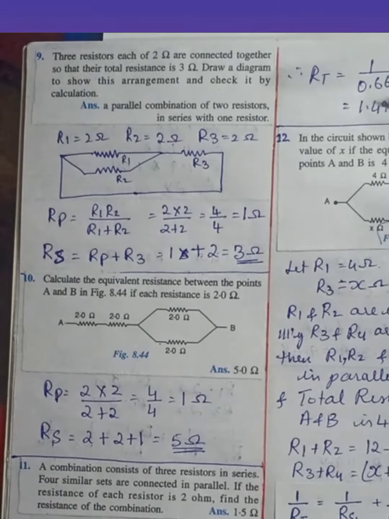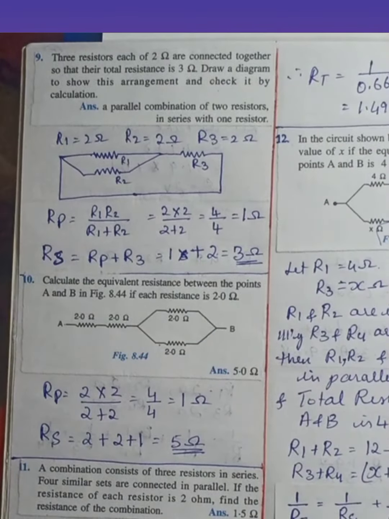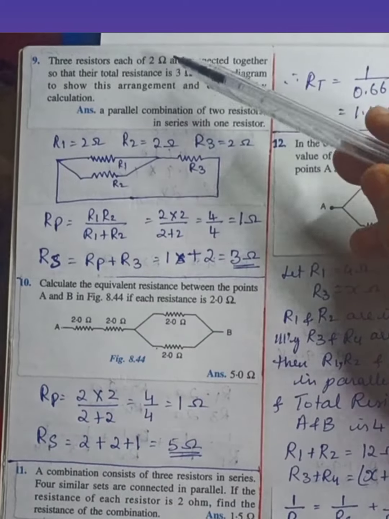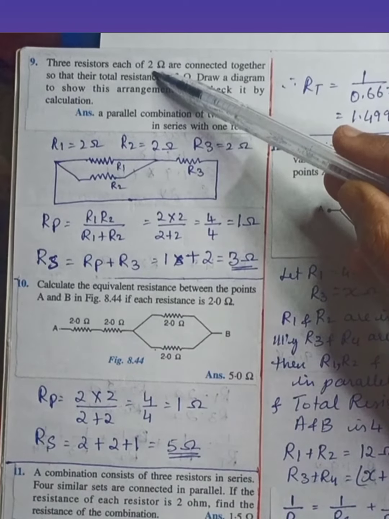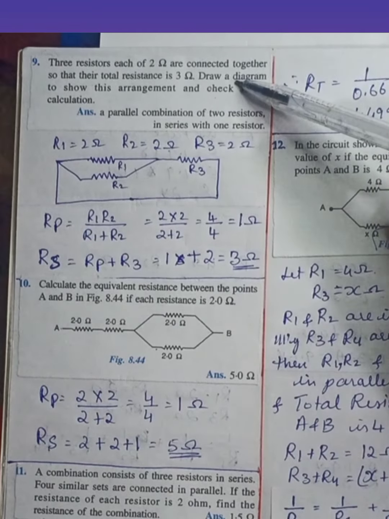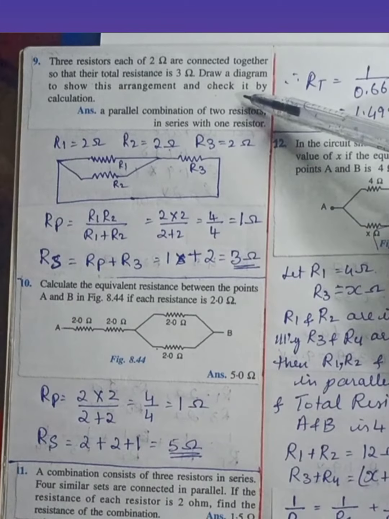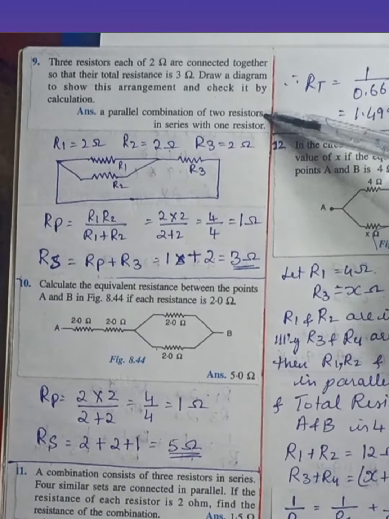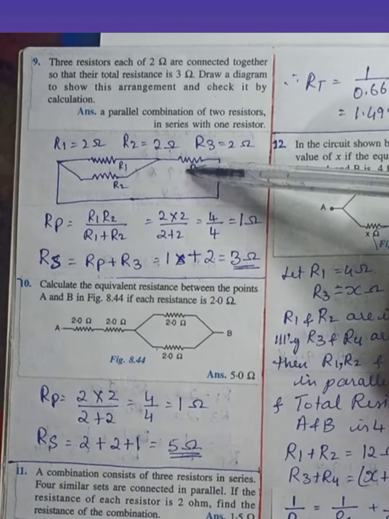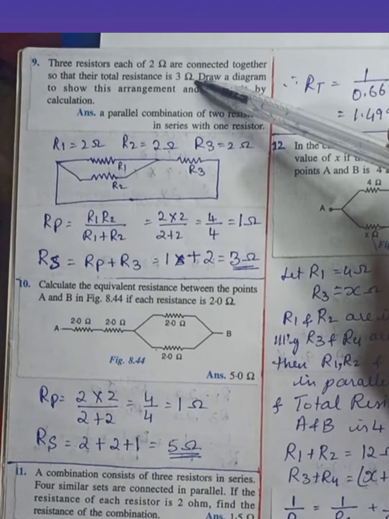So your 9th question says you have 3 resistors each of 2 ohms, and they are connected so that the total resistance becomes 3 ohms. Now imagine when you connect all the 2 ohms in parallel, then what will happen? Half plus half plus half will get 1.5. When you find out the total resistance, it will become inverse, right? That is 1 by 1.5 will give you 0.6. So when you connect all 3 in parallel, you will not get 3 ohms. So think how you can solve this.